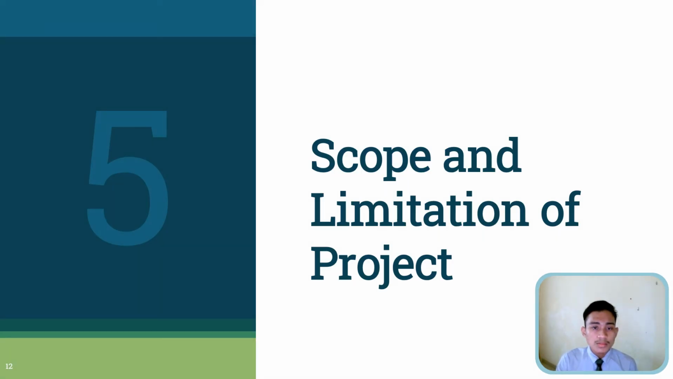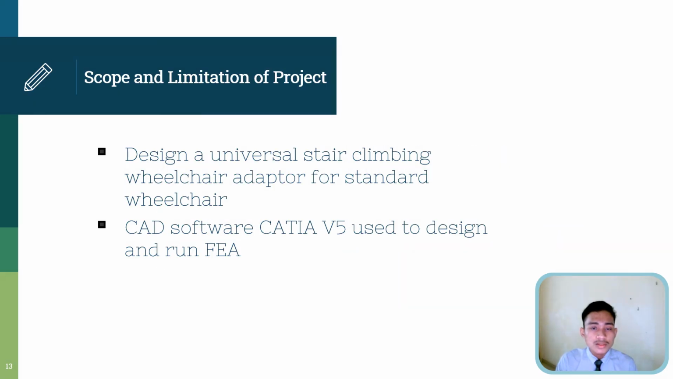Next is the scope and limitation of the project. The primary goal of this project is to design a universal stair climbing wheelchair adapter that is compatible with all regular wheelchairs. CATIA V5 is the software used to create the mechanical design and concept for finite element analysis. By doing an analysis on certain loads, the appropriate size and material may be determined. The analysis outcome will decide the mechanical design's efficiency.